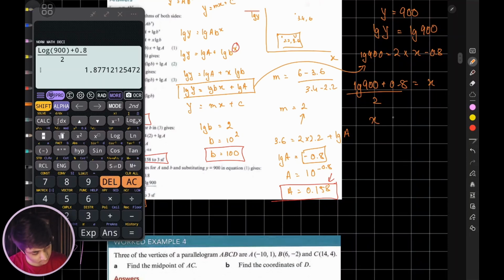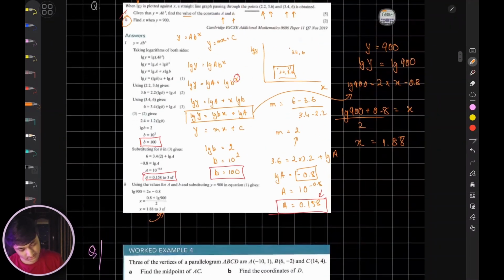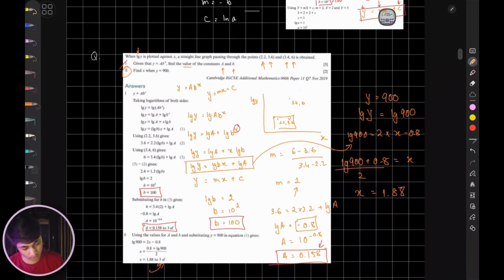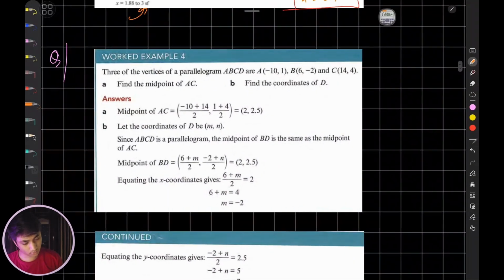So our answer finally, x is equal to 1.877. So our final answer is going to be 1.88, to three significant figures. That is our x value to three significant figures, and that is going to be your answer.